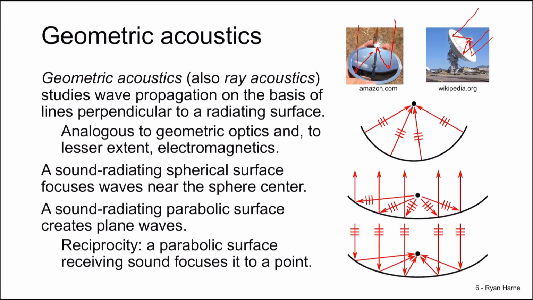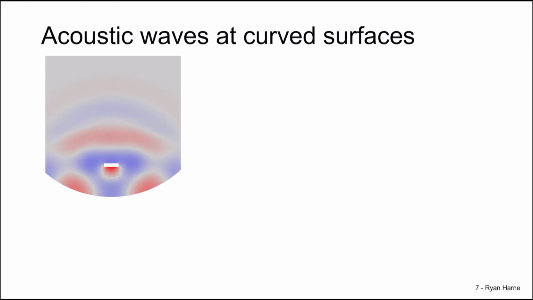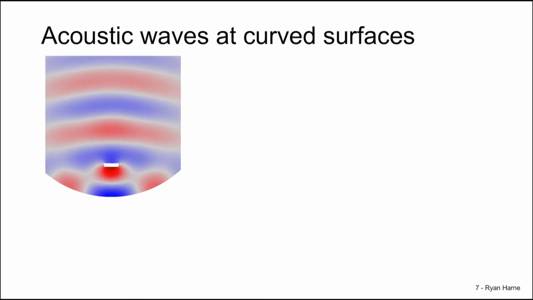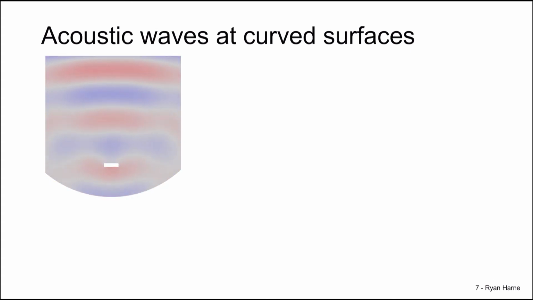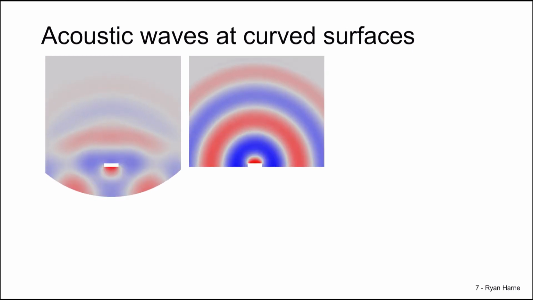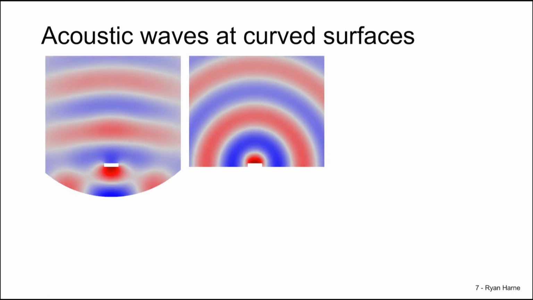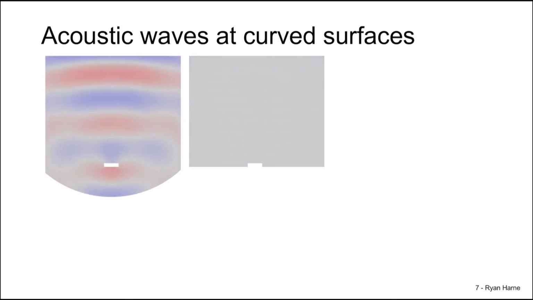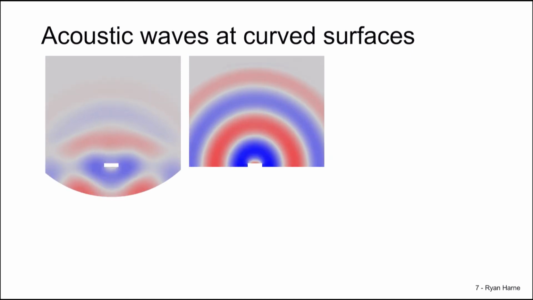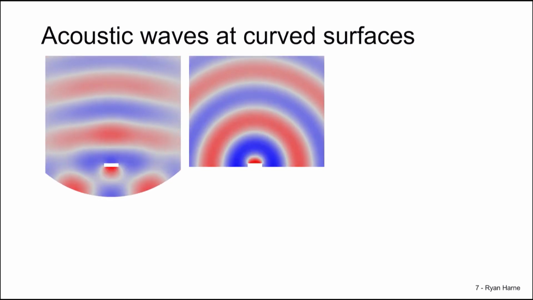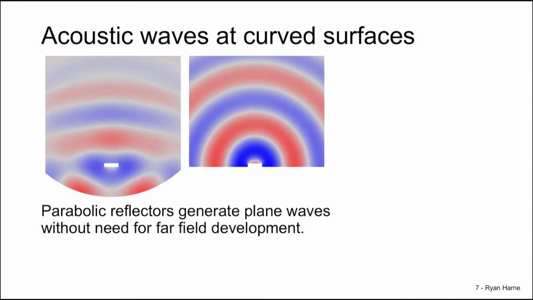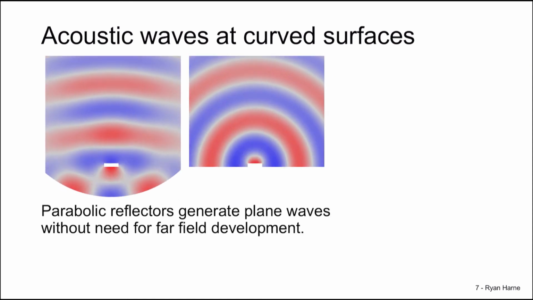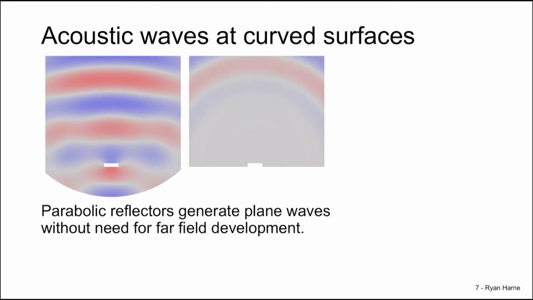Let's see this in practice. This is an example of a parabolic reflector and a sound source generating waves into it. What we see is that the waves become planar very quickly. And this differs from if that source was sitting on a hard-backed plane. We see at the far field of these sources, or at least many wavelengths away, the source in the middle is still highly spherical, whereas the source on the left is mostly planar. In this example, we see that parabolic reflectors generate plane waves without the need for the developed far field.